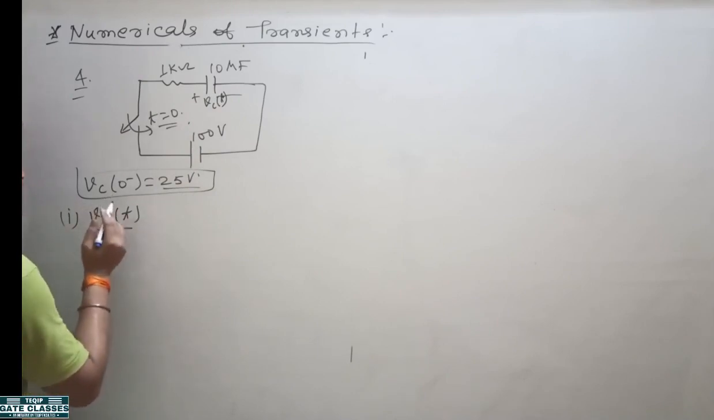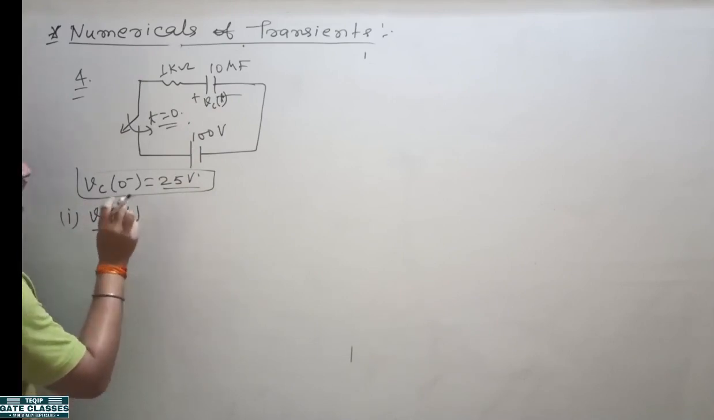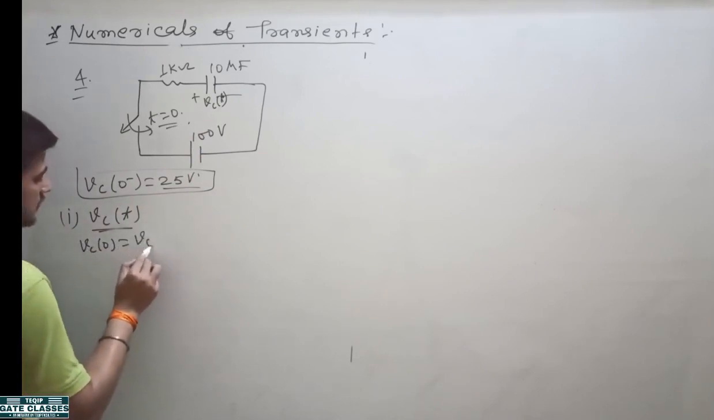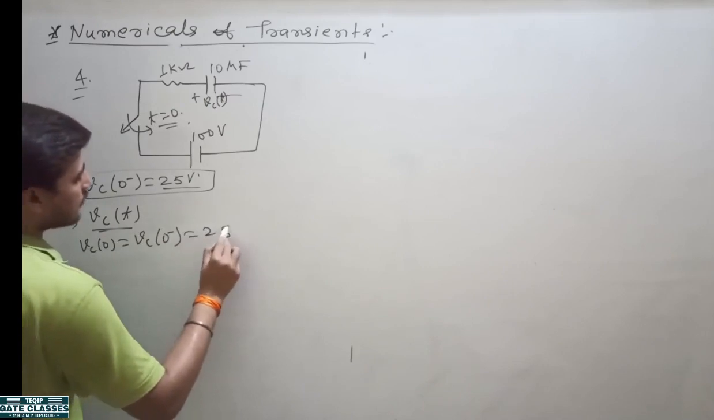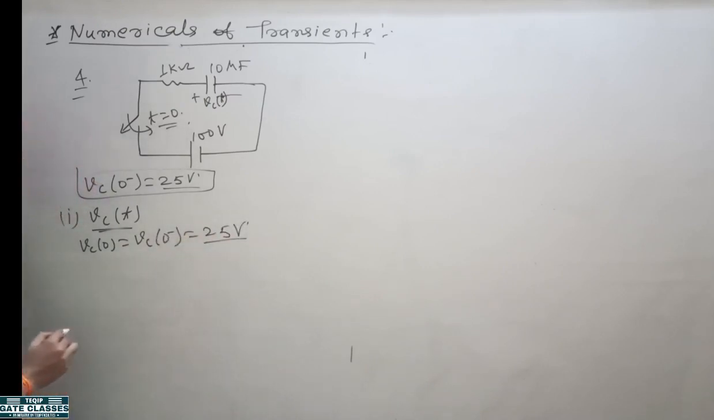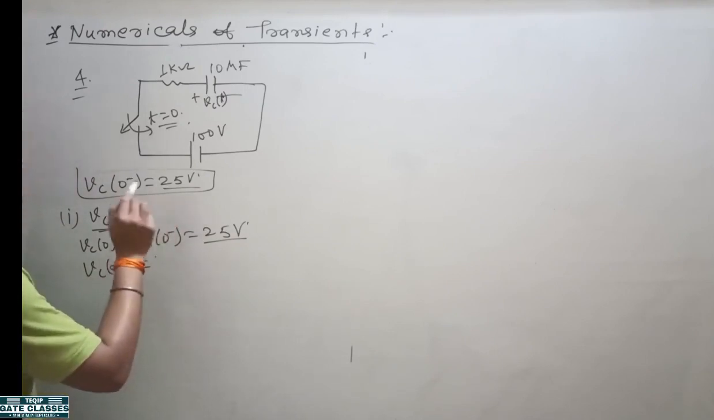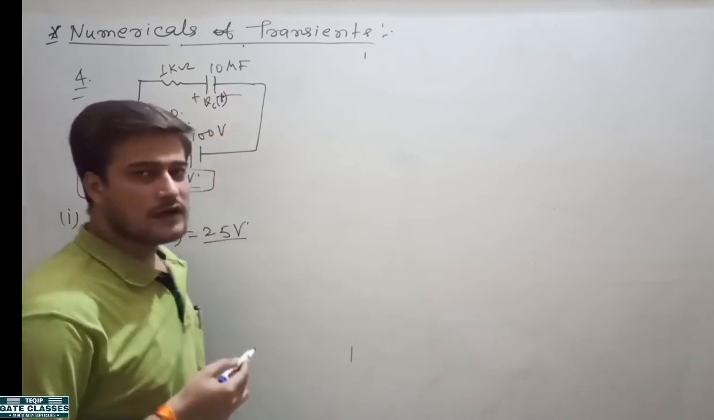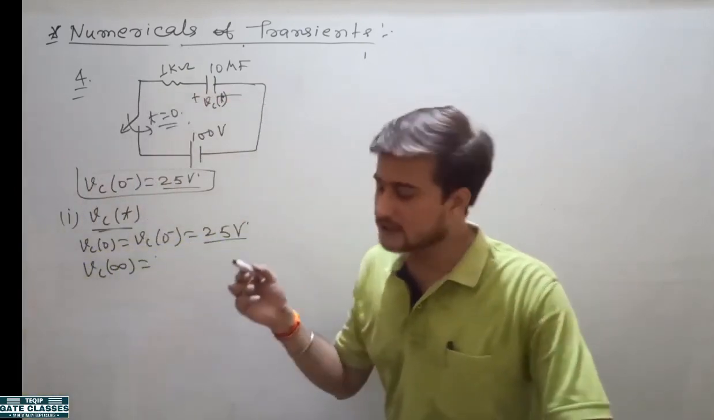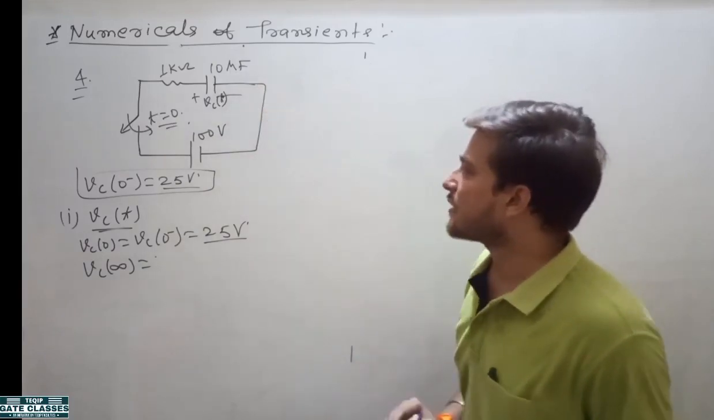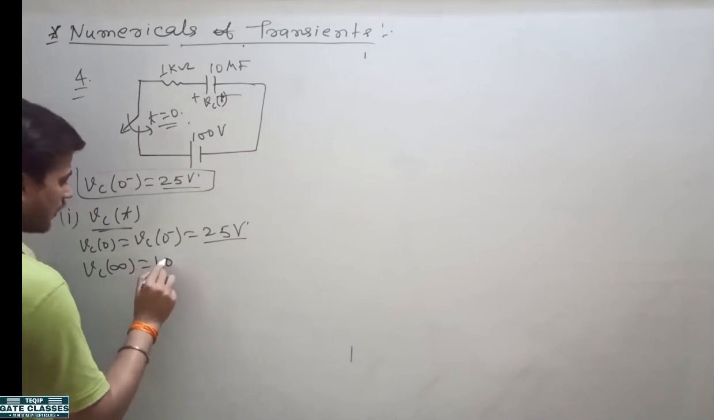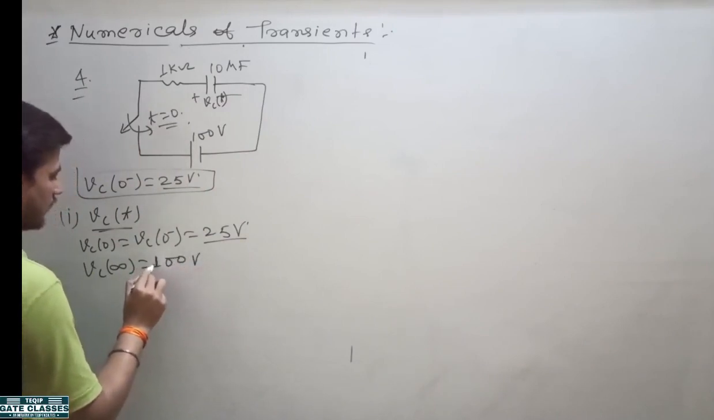So now you see, for writing voltage across this capacitor, VC(0) will be equal to VC(0 minus), which is 25 volt, because capacitor does not allow sudden change in voltage. If you write VC infinity, so VC infinity means how much? When the time t tends to infinity, the capacitor will be fully charged. When the capacitor is fully charged, the voltage across the capacitor will be 100 volt. So VC infinity is equal to 100 volt.